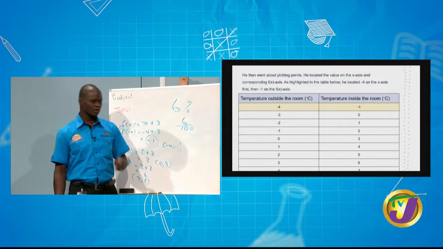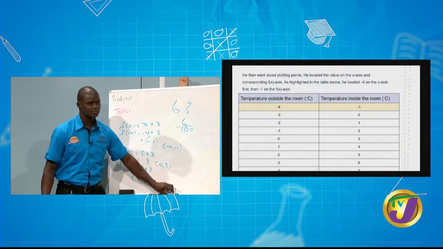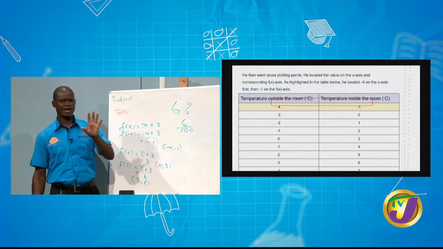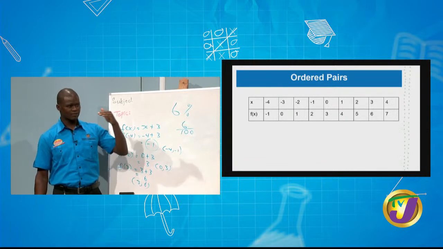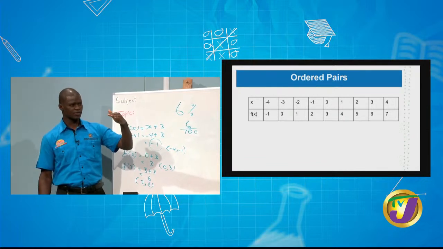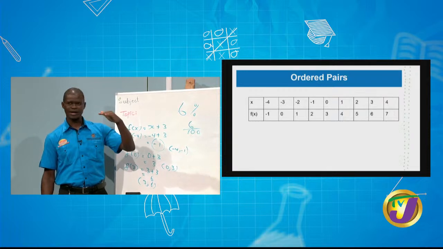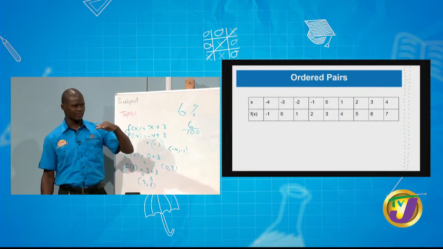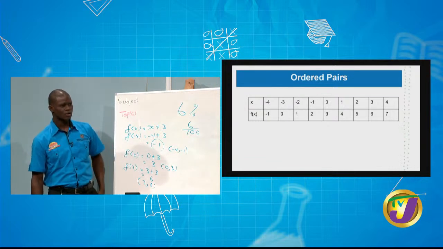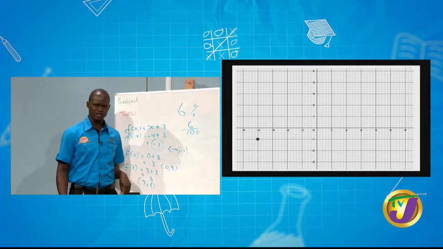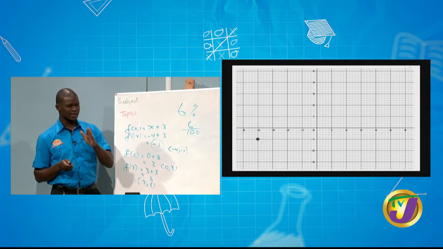So he went about now plotting those points. So here we have the ordered pairs in a table form. So again, those top values are your x values, and the ones below that are your f of x. So we're taking the first pair, which is negative 4 and negative 1. So this is where the location of that point is.